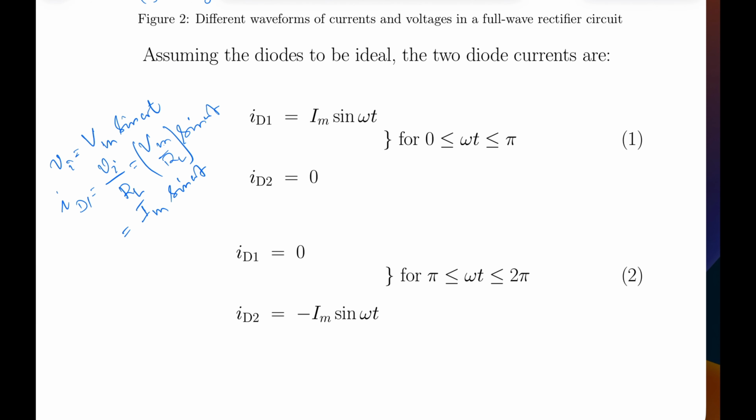Okay, so when the upper diode conducts, the lower diode remains cut off. So ID2 is 0. There is no current flow through the second diode. This equation is valid when omega t lies between 0 and pi. In the second half cycle, the upper diode is cut off, but the current flows through the lower diode. So ID2 is minus Im sin omega t, and this is valid for omega t lying between pi and 2 pi. This is okay?